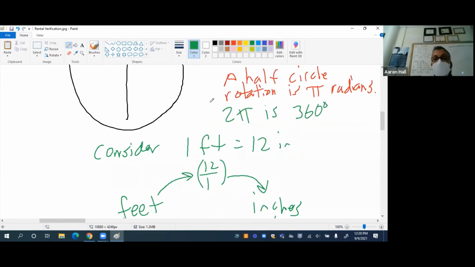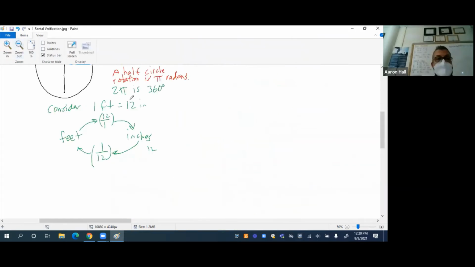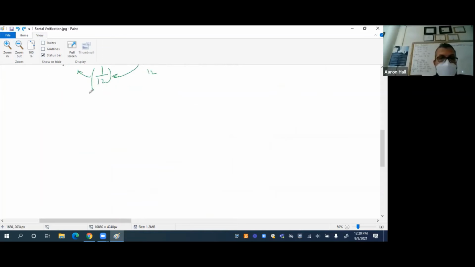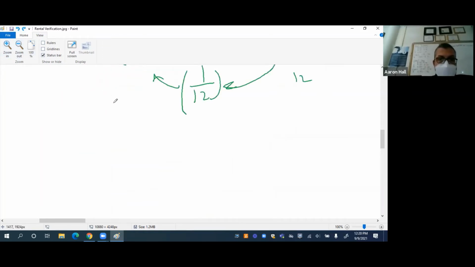We can do the same thing when it comes to radians now because we have our conversion. So if I have radians, and I want to convert to degrees, what is my conversion?